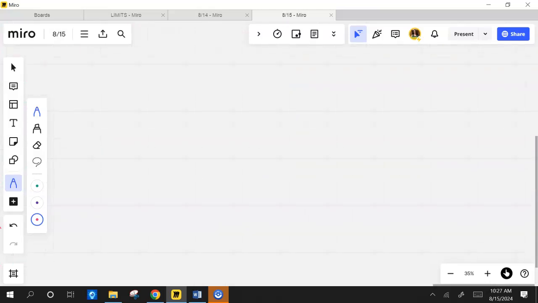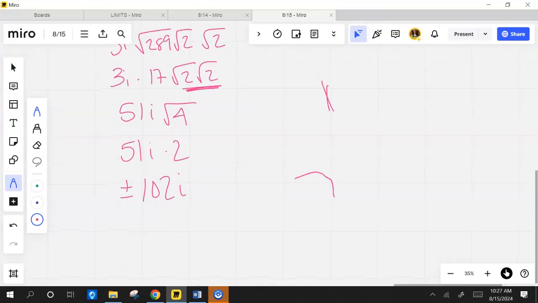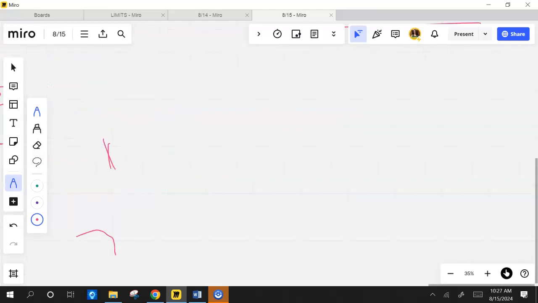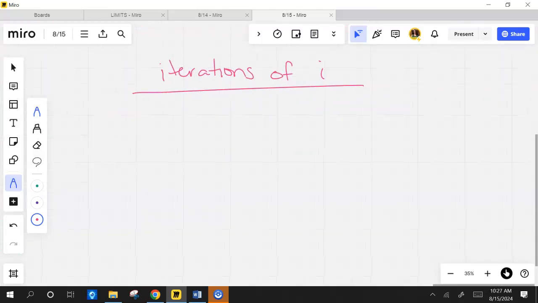So let's talk just a second about some iterations of i. Other Grayson. Now, an iteration is whenever a pattern occurs and it starts repeating itself, okay? So we're going to talk about some iterations of i and what happens.